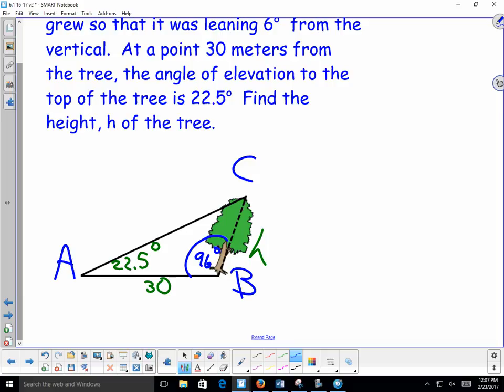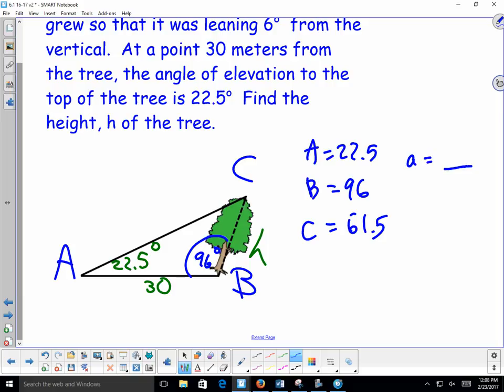Okay, so I found the value of the angle C. What's C going to equal? 61.5. So A is 22.5, B is 96, so you got C to be 61.5. Do people agree with that? And then we know that side A... we don't know A. We're trying to find side A, because that's what I'm calling H. Okay, and so we know side C is third, does that look right?